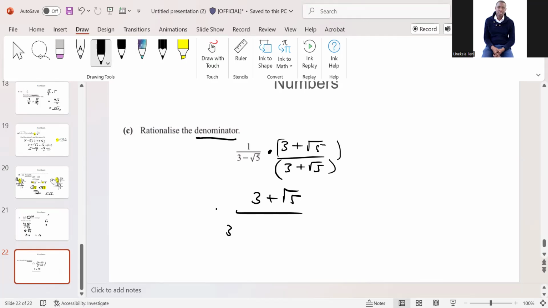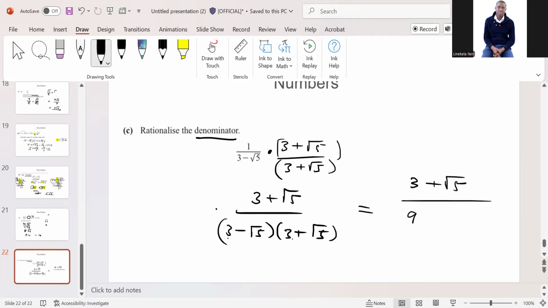And then here I'm going to have 3 minus 5 square root of, because I'm multiplying this 2. It's multiplication. Literally now, the top part is going to remain like that. So it's going to be 5 square root of this. We need to solve the bottom part. 3 times this is going to give me 9. 3 times the square root of 5 is going to give me positive 3 square root of 5. Negative square root of 5 multiplied by that will give me 3 negative square root of 5.